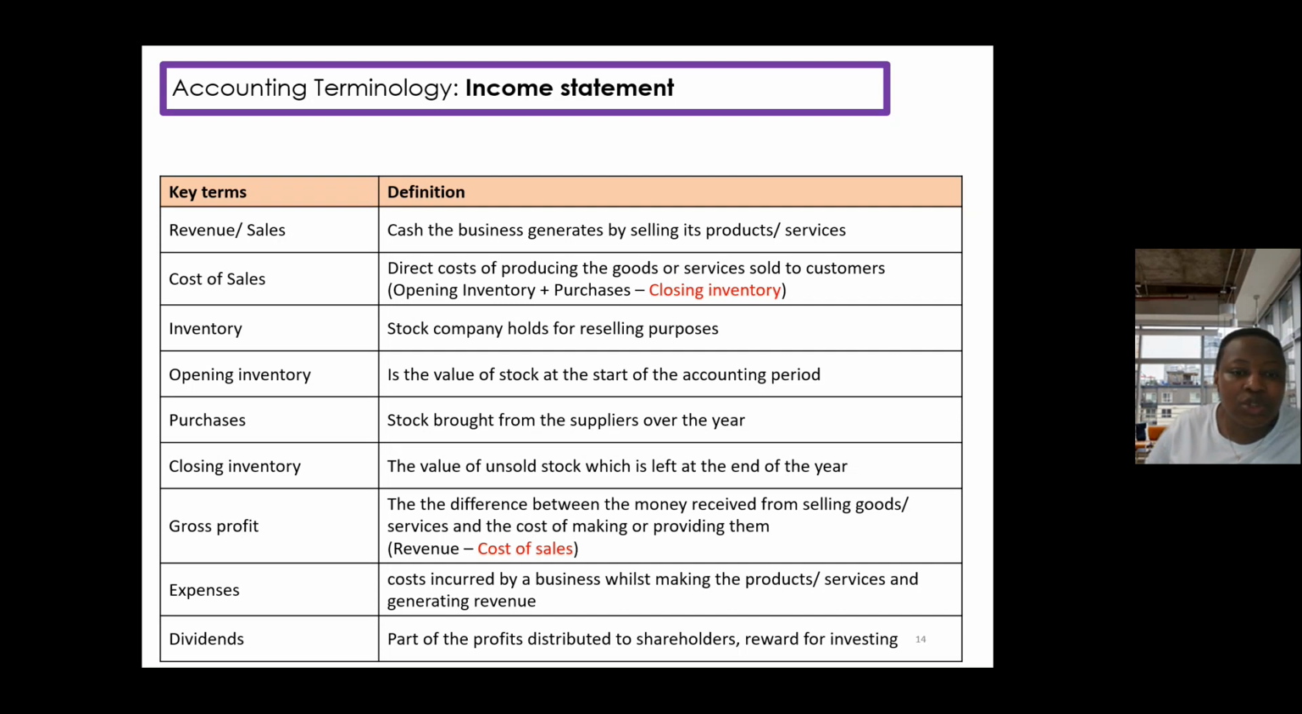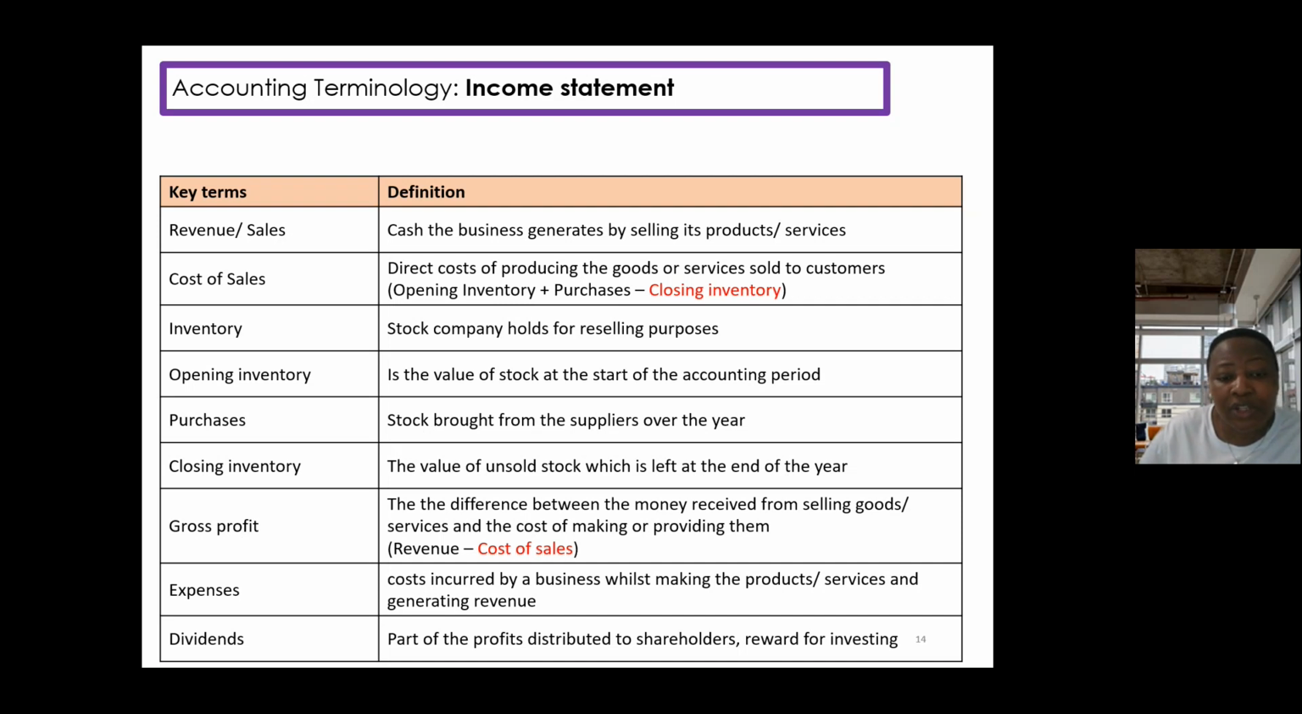To calculate that, we would usually have our opening stock, what you've started with, plus what you have purchased, and then you deduct your closing inventory, and that tells you how much it has cost you to generate your revenue. Your inventory is the stock that the company holds for reselling purposes. As we go on, we'll see that we have different types of inventory. We could have your opening inventory, your closing inventory, your work in progress and all of those things.